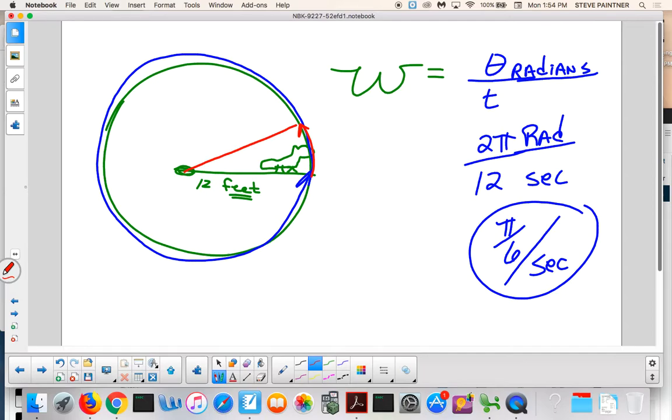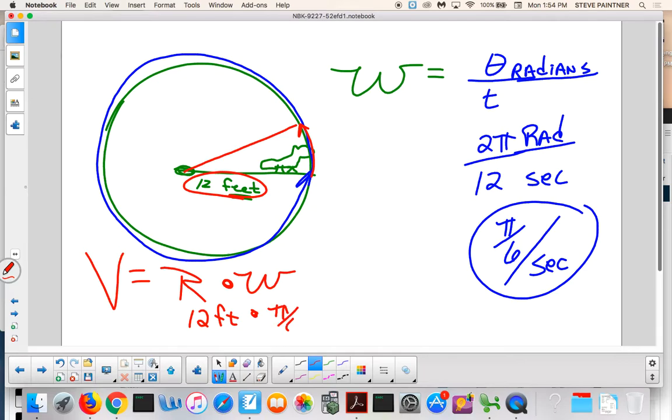What about the linear speed, v? What formula did you go with? If you catch on to what I just said, it is r times omega. Omega is your angular speed. What's your radius? 12 feet. 12 feet times pi over 6 per second. The unit is already there. You're in feet per second right now. You just have to multiply 12 times pi over 6.